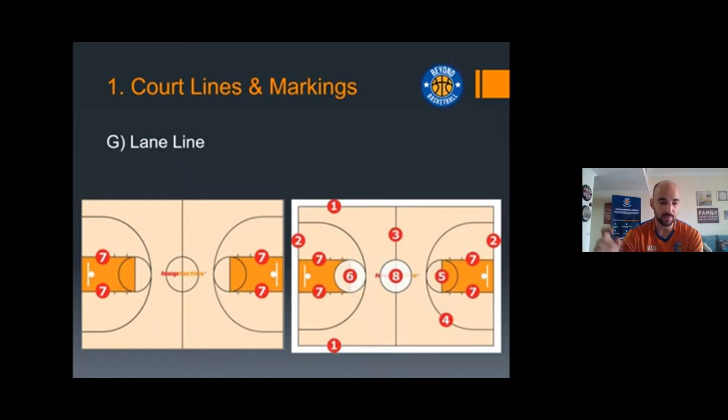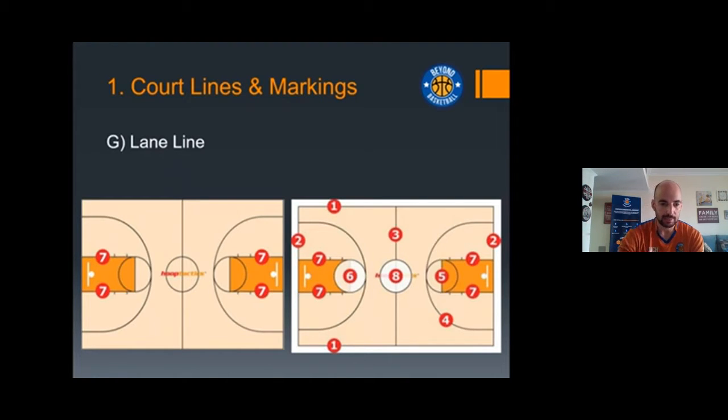So the first lane space on both sides of the basket is occupied by the opposing team from the free throw shooter. Okay, so if I shoot, my opposing teammates will be on that line. Non-shooters cannot step into the 3-second area until the ball leaves the free throw shooter's hand. So when I shoot, and when my ball leaves my hand, they can go in and try to jump for the ball.